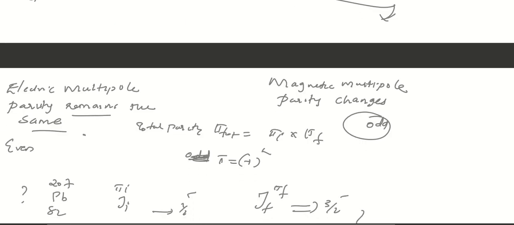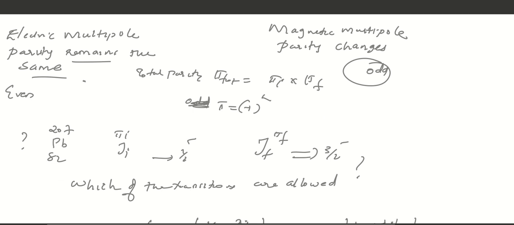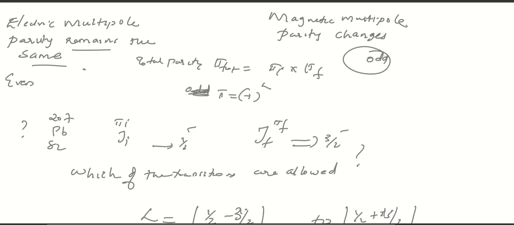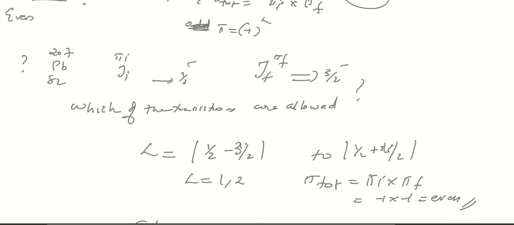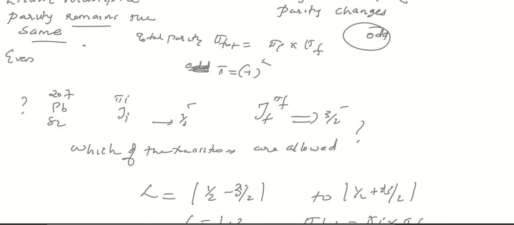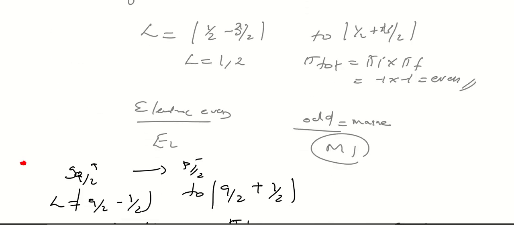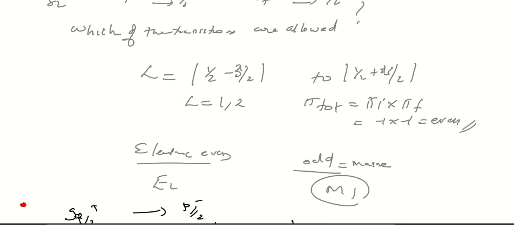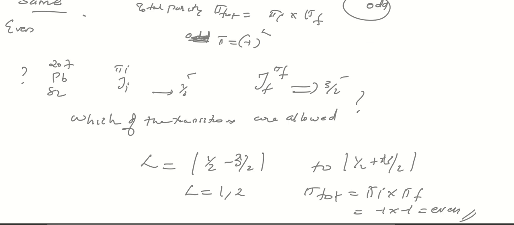If the parity is the same, the even angular momentum states are electric. If the parity is different, even states are magnetic. So for the same parity, even states are electric. If you consider a problem, you can understand better.